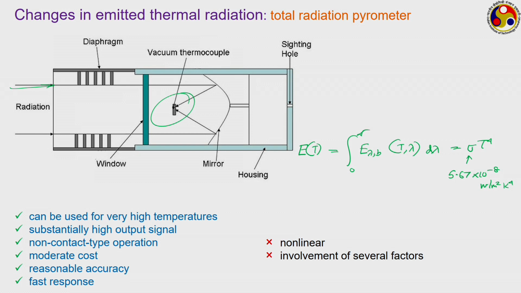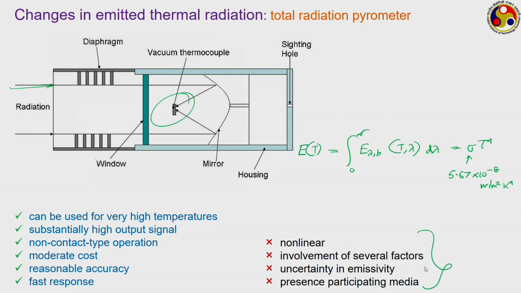There are several factors involved, as we have mentioned. Radiation from the surrounding sources can also affect the performance. Uncertainty in emissivity is a problem in any kind of pyrometer, and so is the presence of participating media. Again, all these are problems for any kind of radiation based pyrometer.